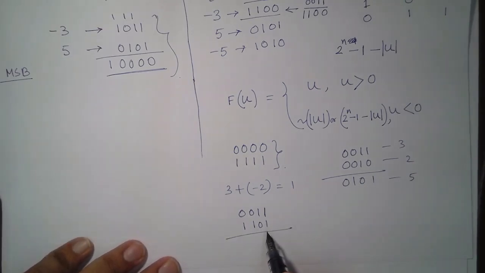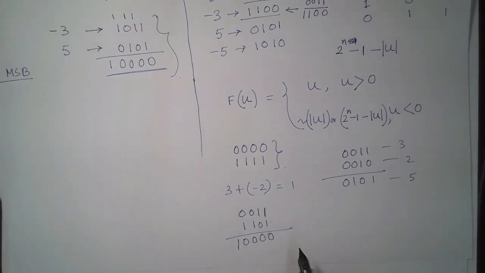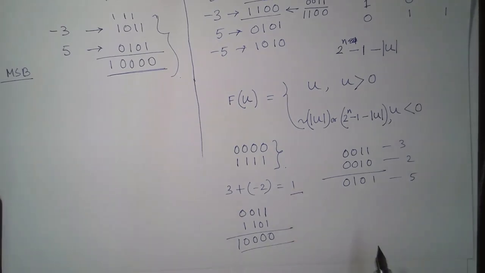Now, if I just add them, you get this as the answer, which is not your positive 1. So, definitely something more needs to be done, because this is not helping us do the arithmetic operations very conveniently, or it requires more effort to get the arithmetic operations done.